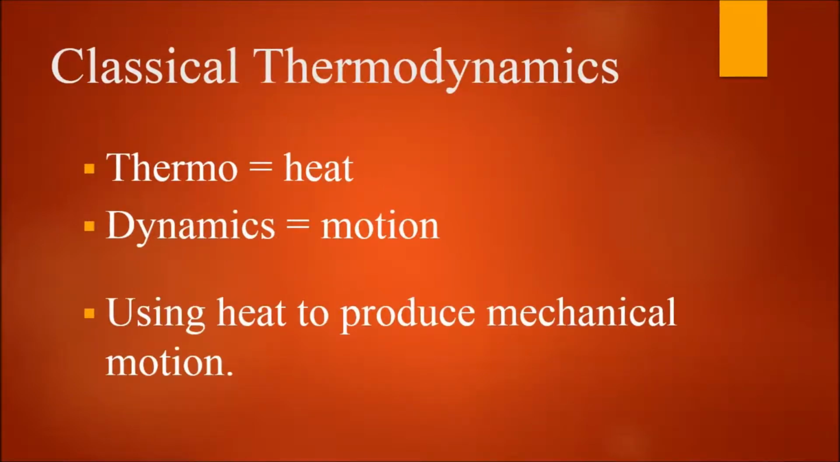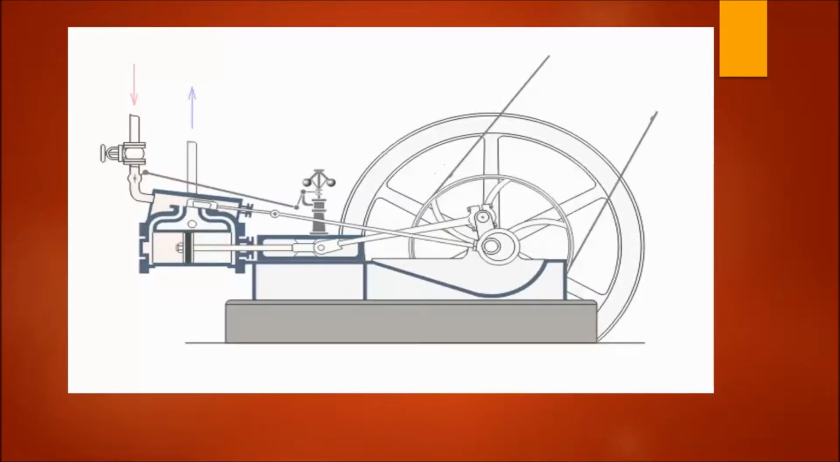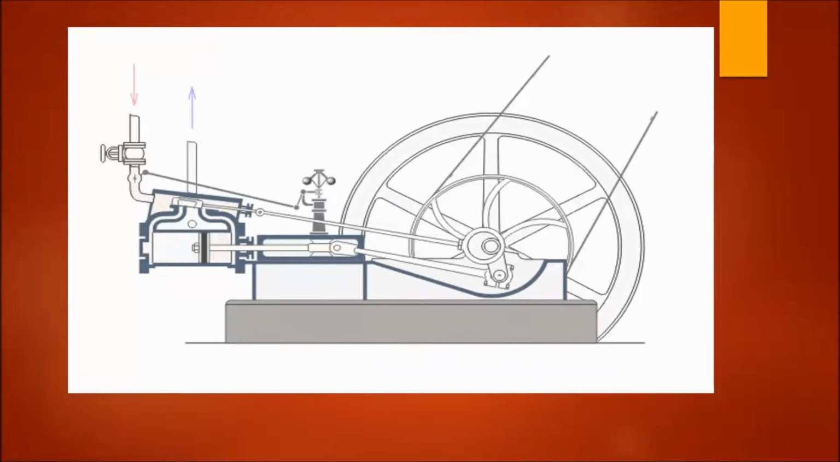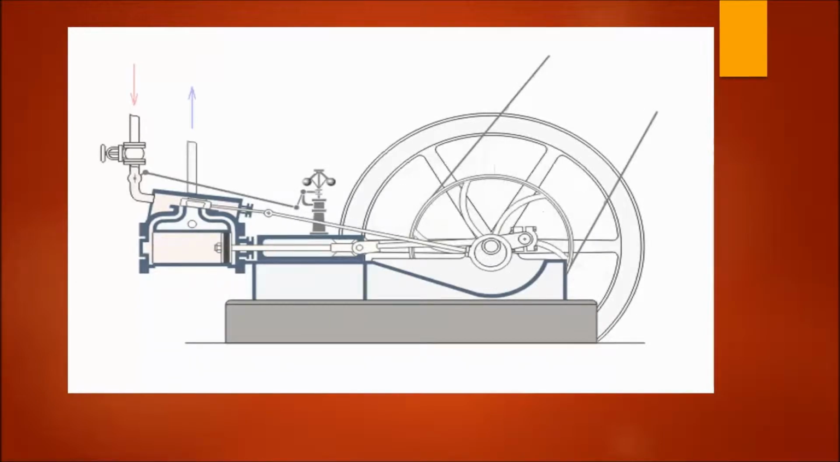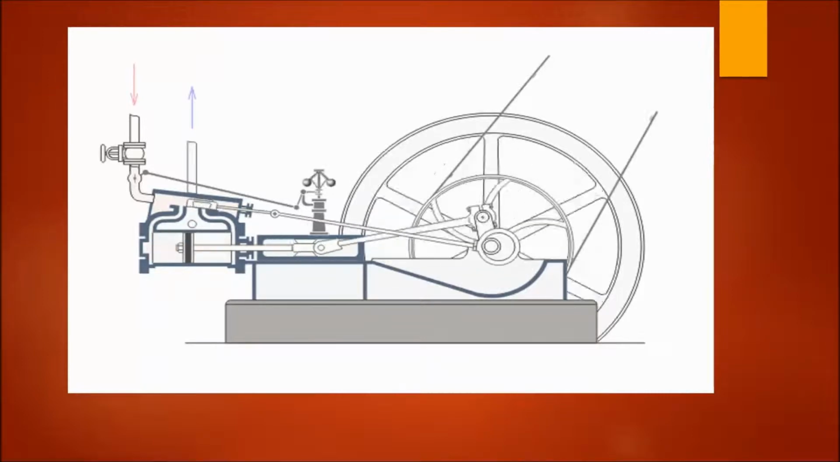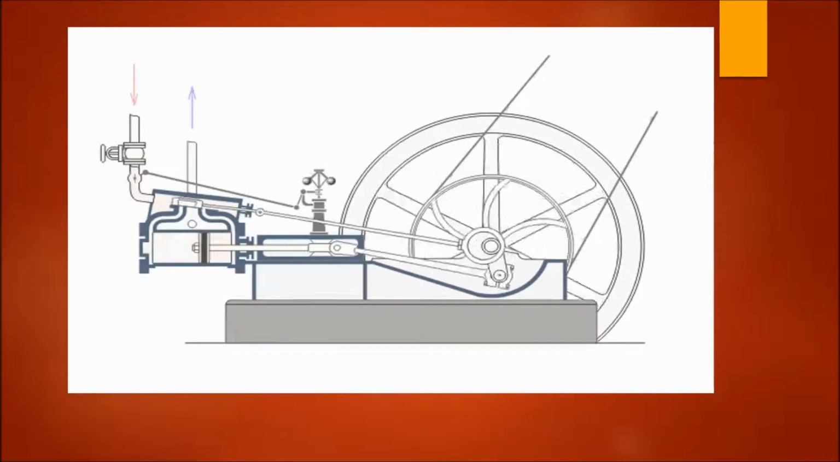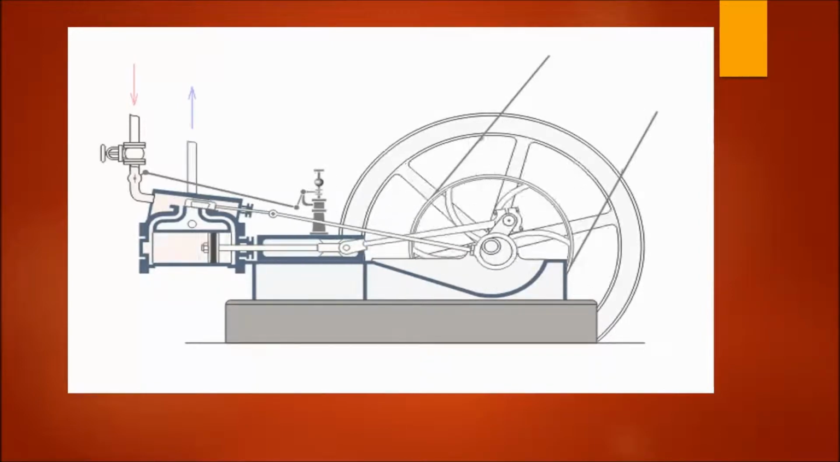In the word thermodynamics, the prefix thermo refers to heat, while the word dynamics refers to motion. Classical thermodynamics began when mankind started to use heat to produce mechanical motion. In particular, the science of thermodynamics grew out of the engineering problem of improving the performance and efficiency of heat engines, such as the steam engine shown here, which utilizes a piston, cylinder, and flywheel design.